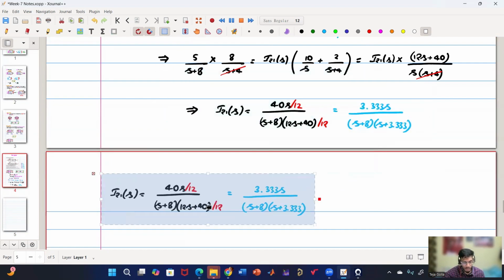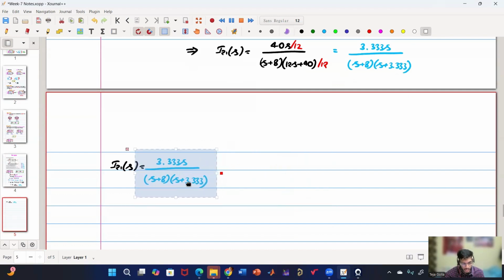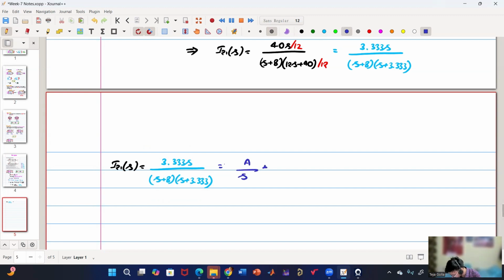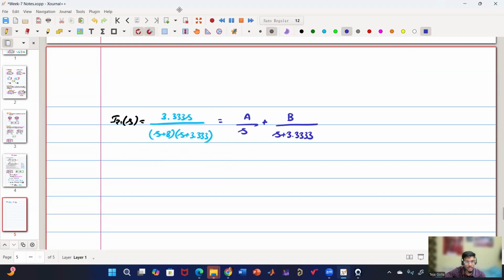So now can anyone tell me how to convert this into partial fractions? So what will be on my RHS side? If I use partial fractions, what should I be considering? Sir, A divided by S plus 8 plus B divided by S plus 3.33. Yes, very good. A plus B by S plus 3.333. Then you can multiply and compare the coefficient of S and constant terms. Yes, very good. So we'll compare this and then get A and B.